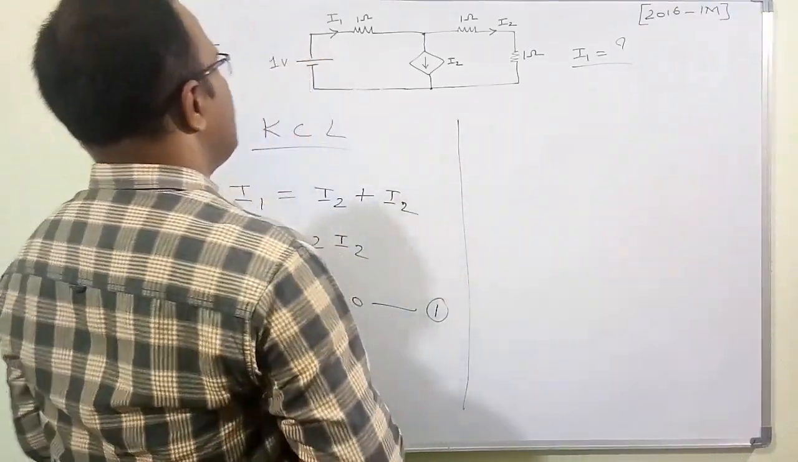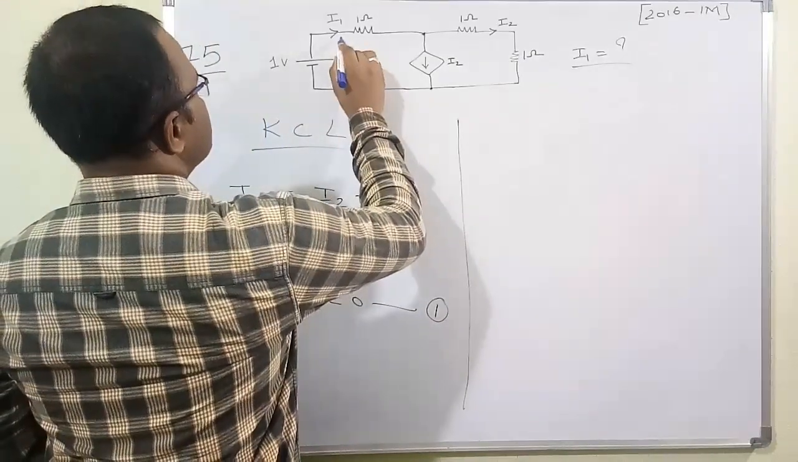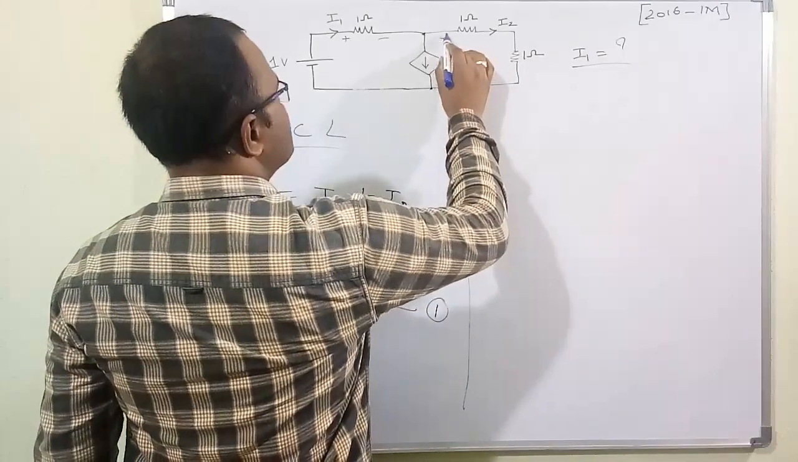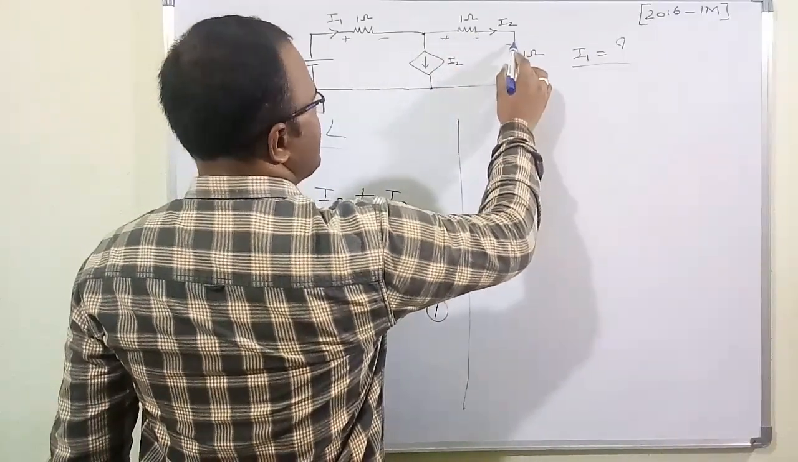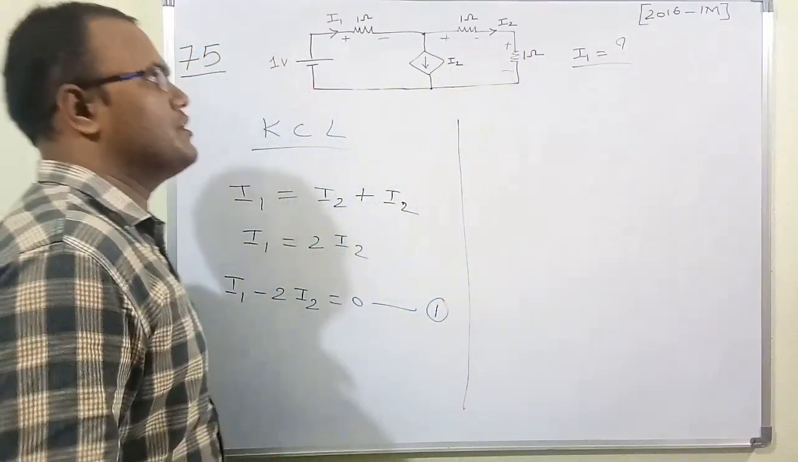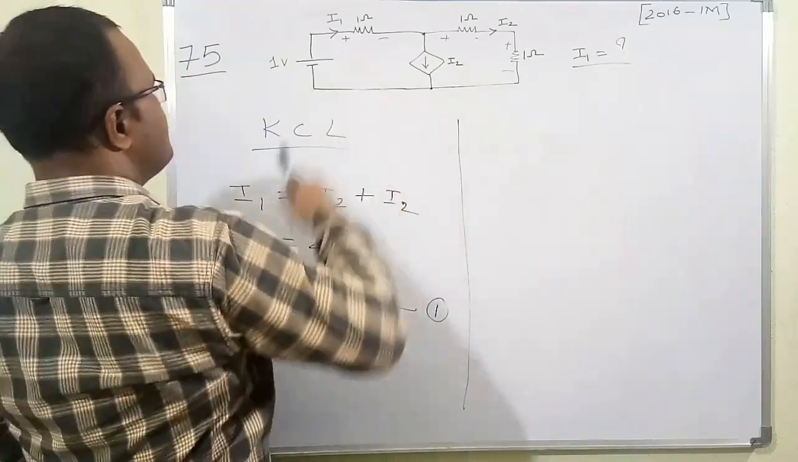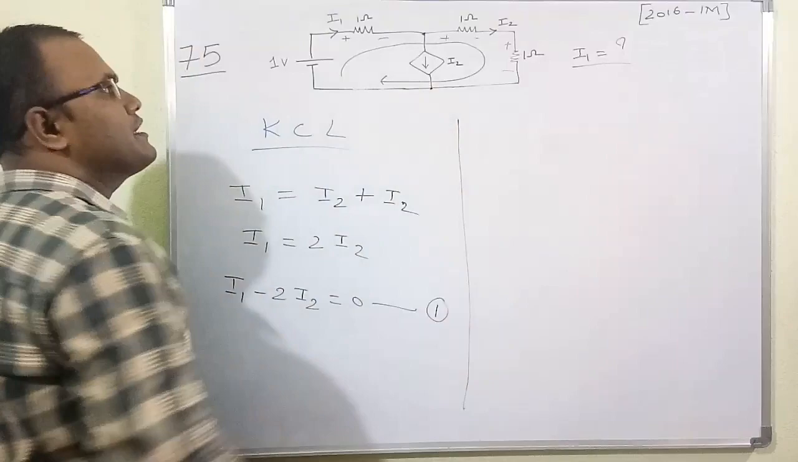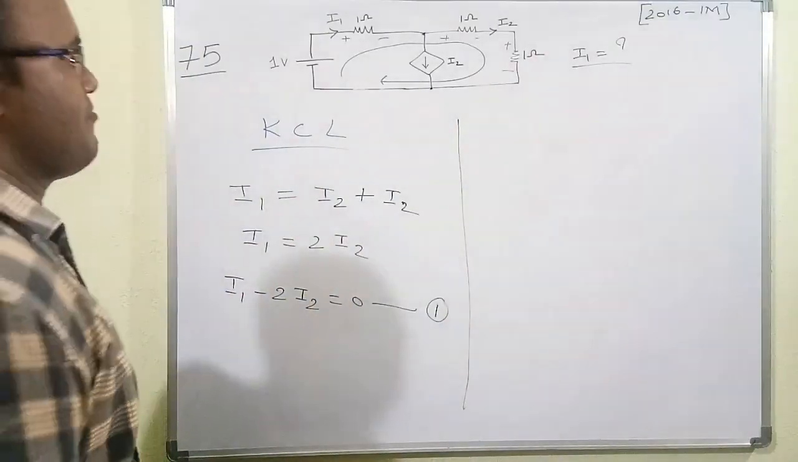And if you see carefully, the current always travels from higher potential to lower potential. Similarly, in this also the current travels from higher potential to lower potential, and in this also the current travels from higher potential to lower potential. I am going to make a KVL in this loop.